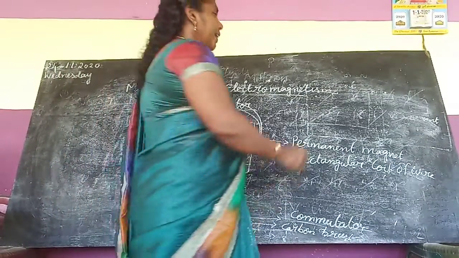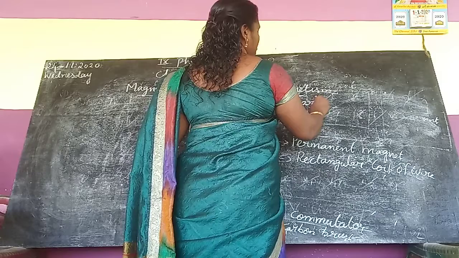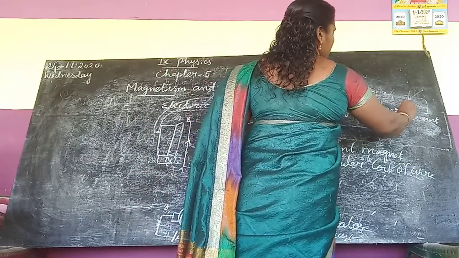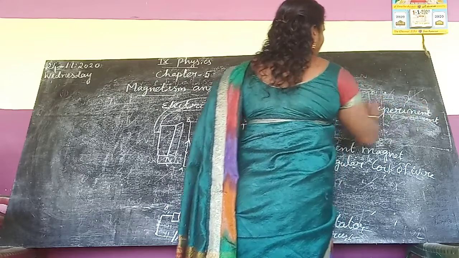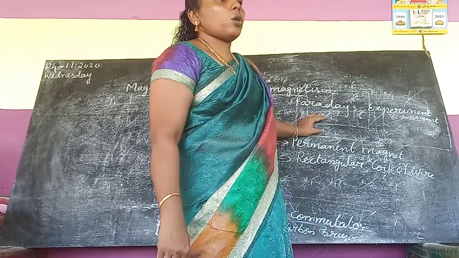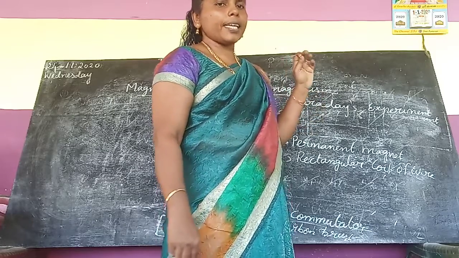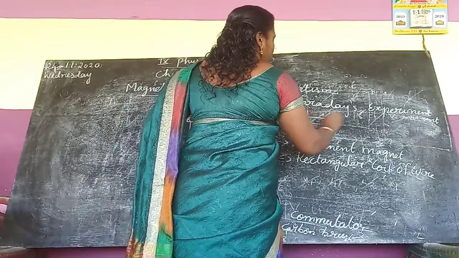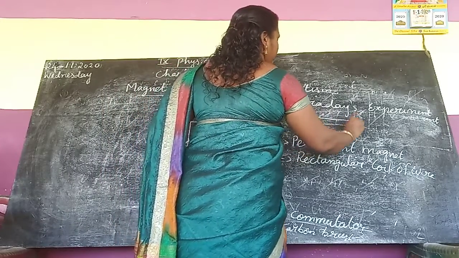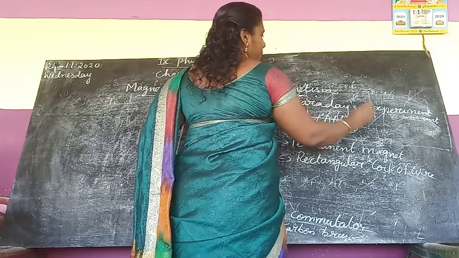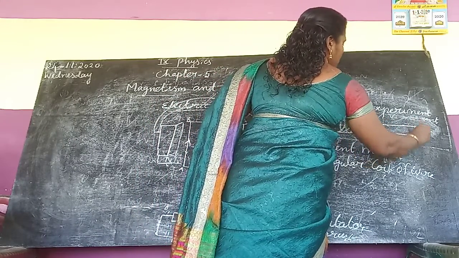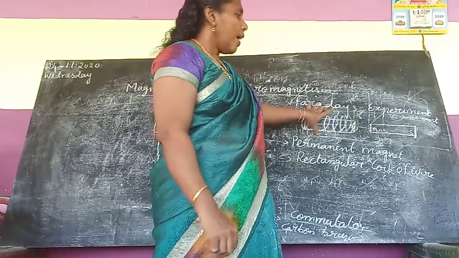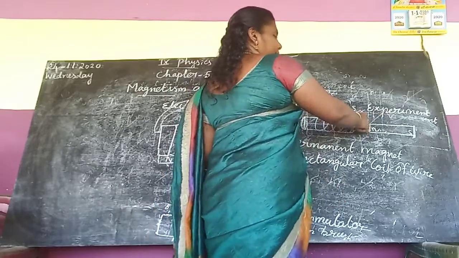Next one is Faraday's experiment. In Faraday's experiment you have to learn electromagnetic induction. See, electromagnetic induction means, suppose this is the coil of wire, and here a magnet is there, with a north pole and south pole. There is a coil of wire and a magnet. So this area is called the magnetic flux.